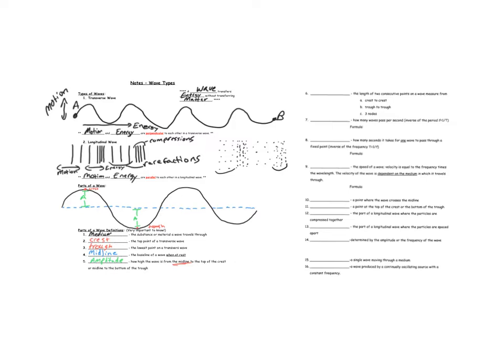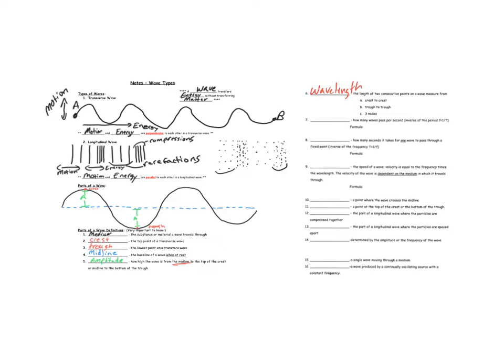So next up we've got the wavelength. I'm going to change the size here. The wavelength is basically the distance between two consecutive points on a wave. Now, it can be any two consecutive points, but it's easier to find it if you use one of the three methods that we're going to go over.